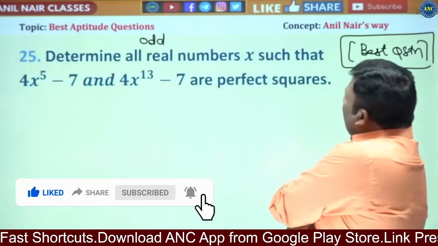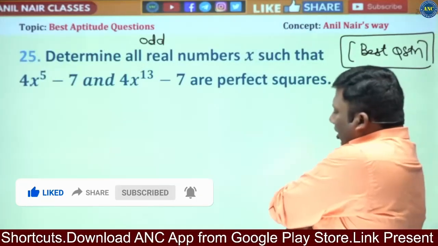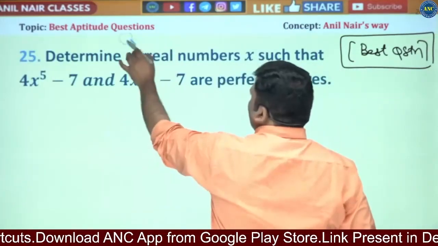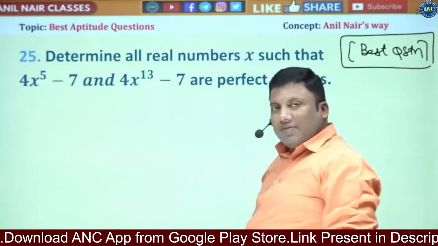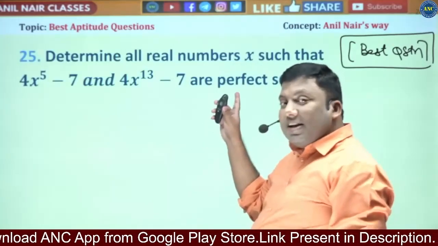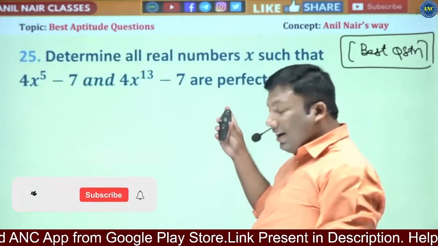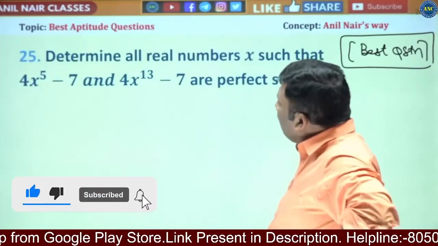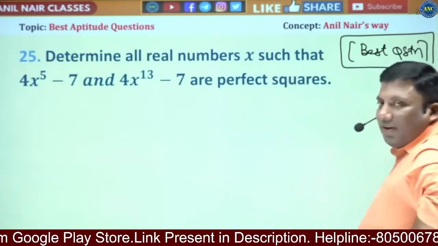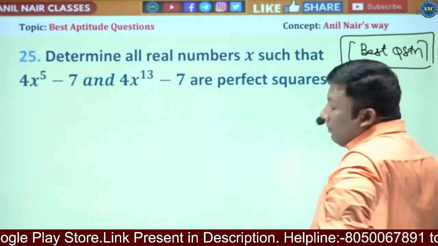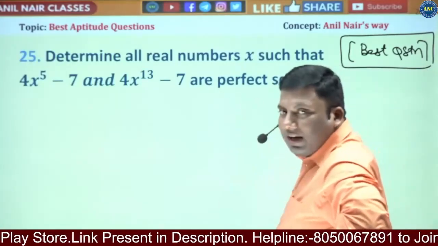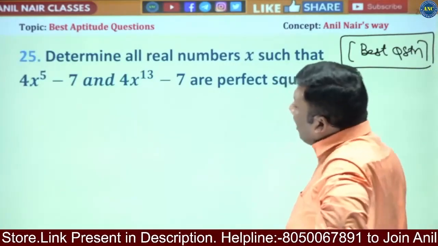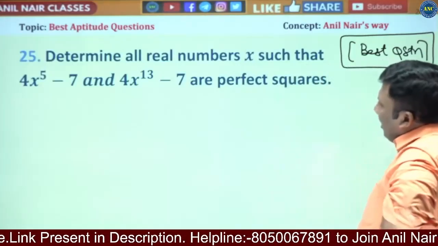Determine all odd real numbers. Okay, let me remove odd. First, I will explain the concept. x is a real number. It can be a rational number, it can be an integer, anything. Determine all the real numbers x. First, we will prove something, then we will put odd, because if I keep an odd number, automatically odd number comes under the set of natural numbers. So I wanted to prove something else.